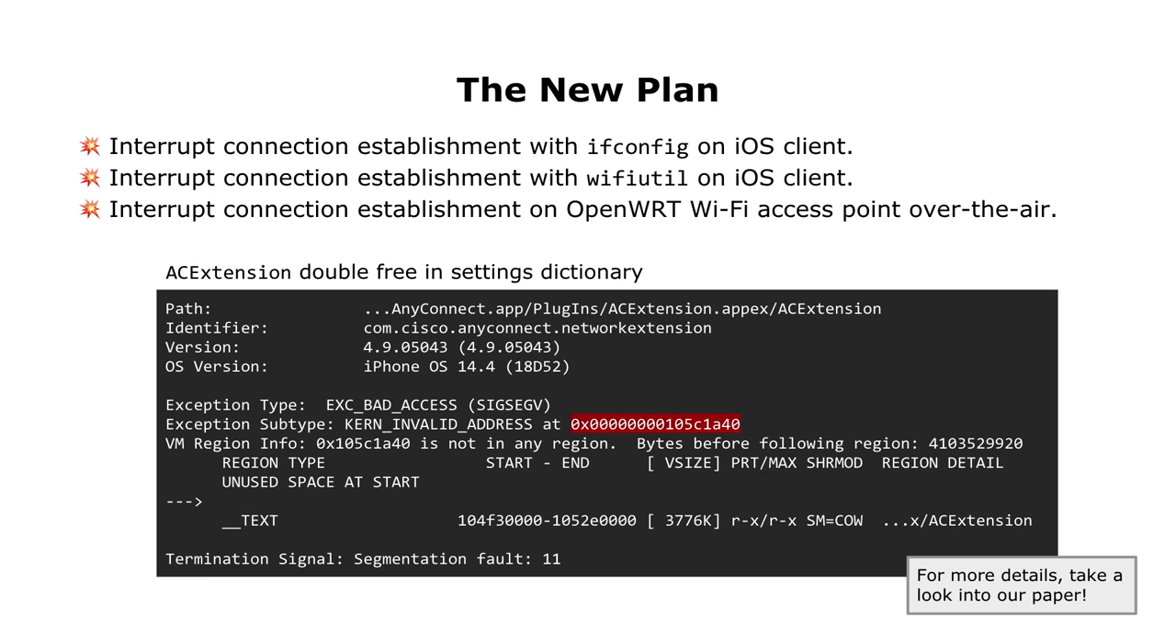Another way of interrupting the internet connection in a more controlled way is to either use iOS command line tools or control a Wi-Fi access point. Interestingly, AC extension crashes very fast using this approach. These crashes are caused by a double free at different memory locations. Further debugging reveals that they are associated with a settings dictionary.